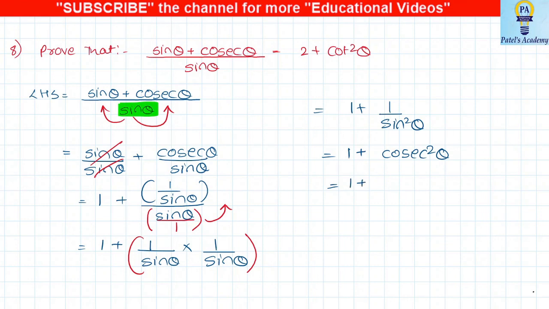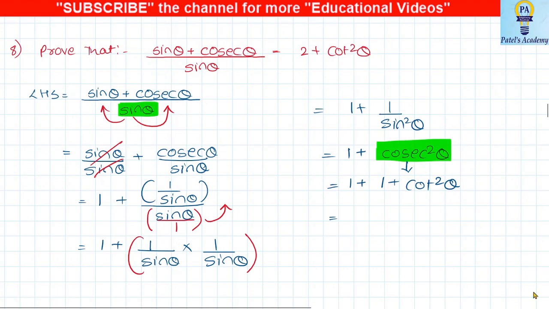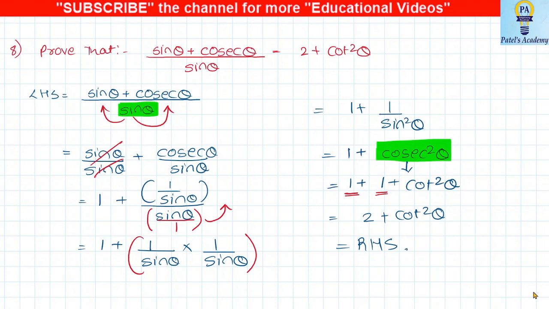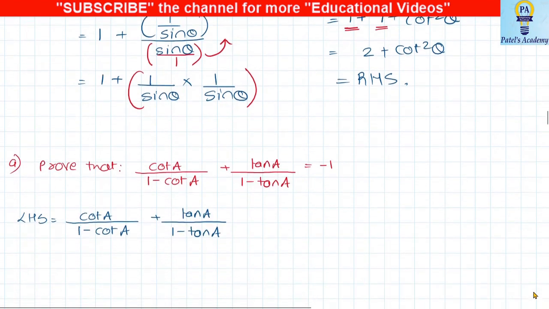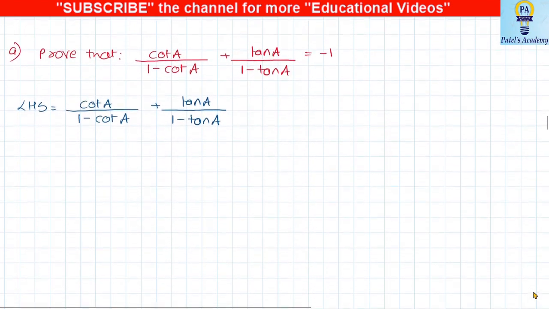Now let's see the identity for this cosec square theta. Now we know that cosec square theta is nothing but 1 plus cot square theta. Cosec square theta is 1 plus cot square theta. Okay, last step, 1 plus 1, that is 2. 2 plus cot square theta, and that is nothing but equal to RHS. Okay, so with this we finish with the 8th sum also. Okay, now let's see the 9th one.